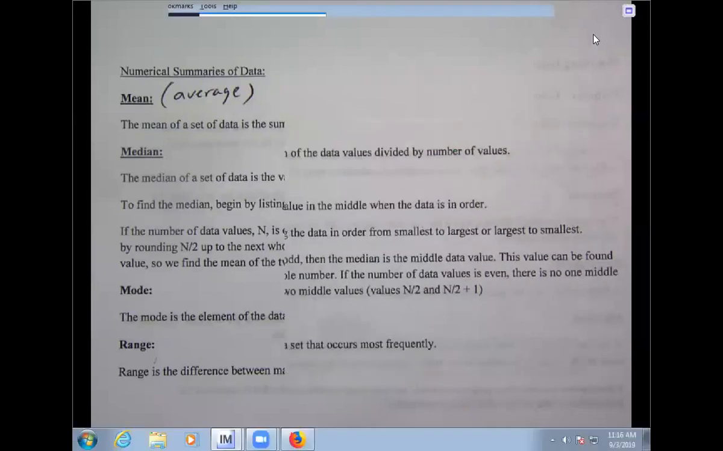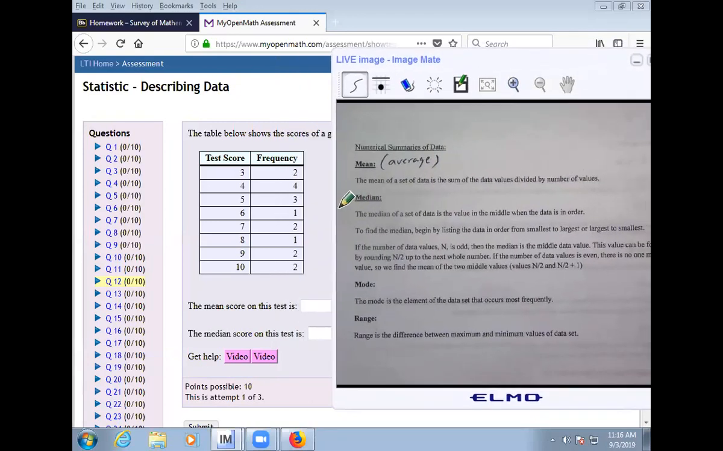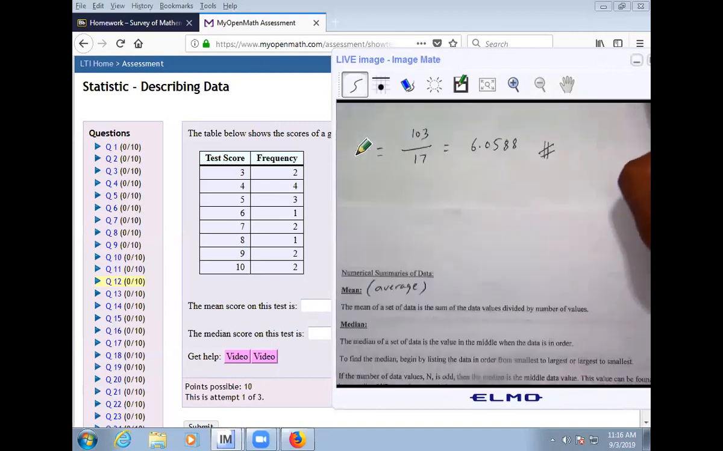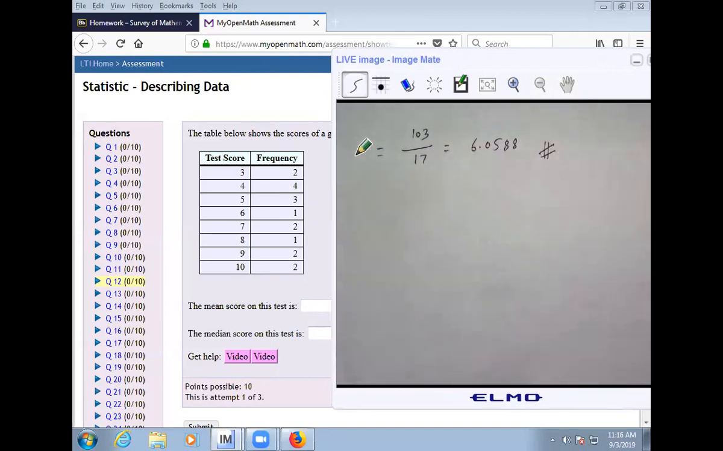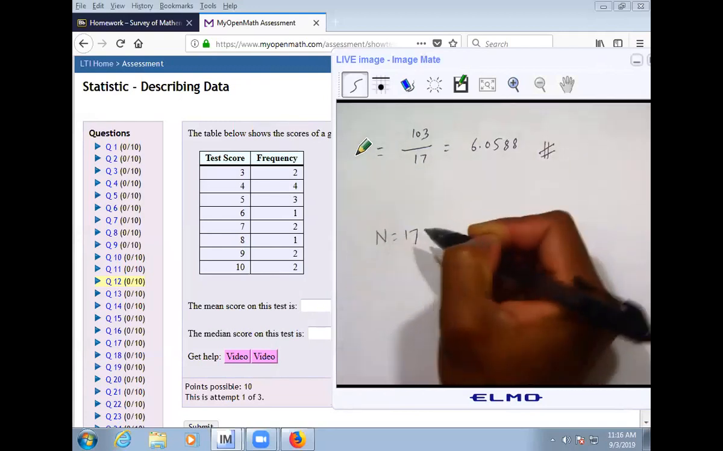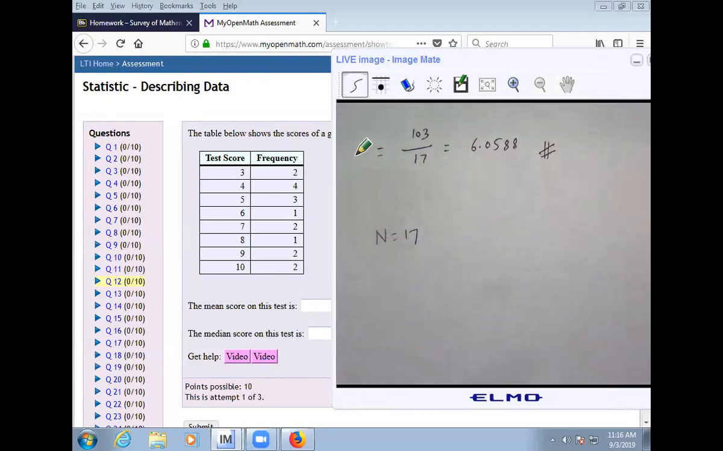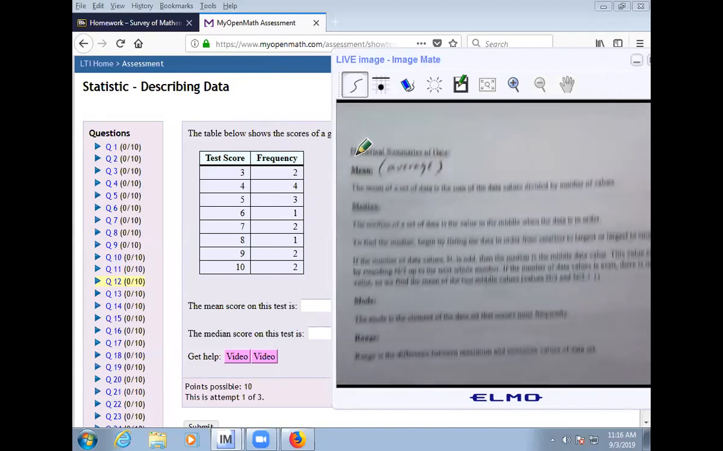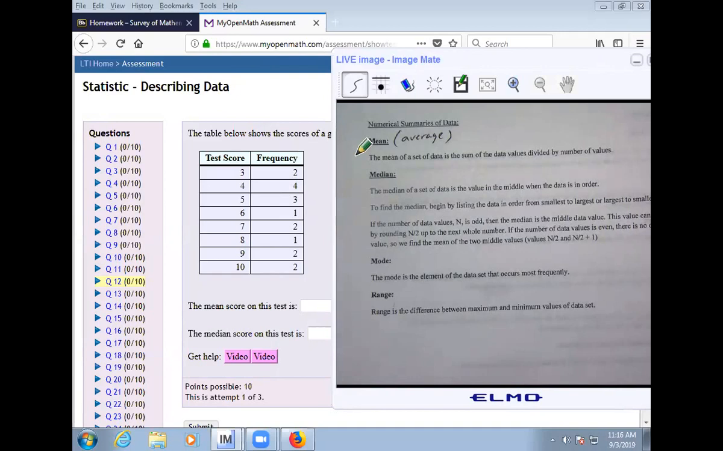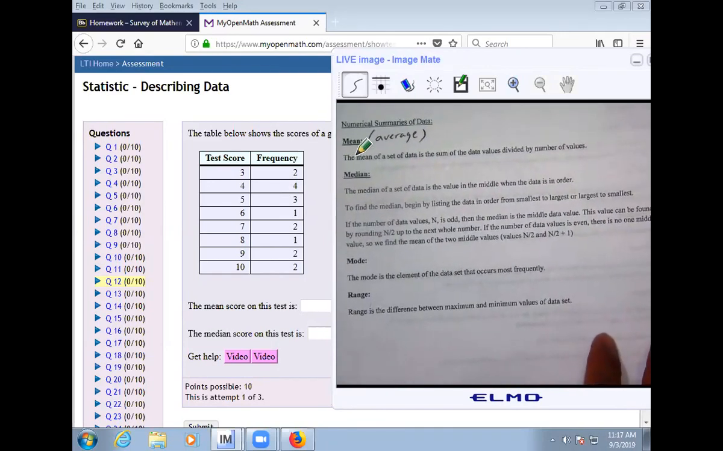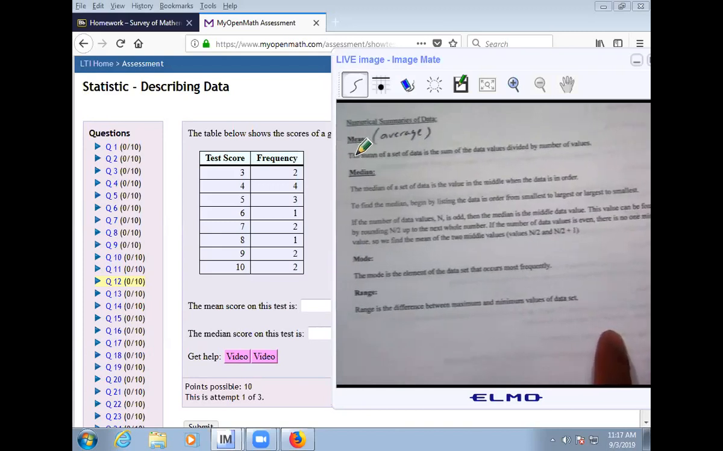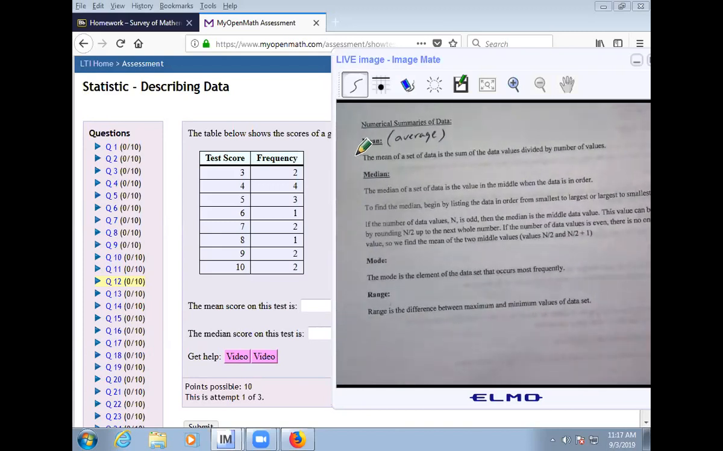In this particular problem, what is the number of data values here? 17. That's what we found here. The total number of data in this case is 17. Is this odd or even? Odd. If the number of data values n is odd, then the median is the middle data value. This value can be found by rounding n over 2 up to the next whole number. But you can't find it by just dividing n by 2.